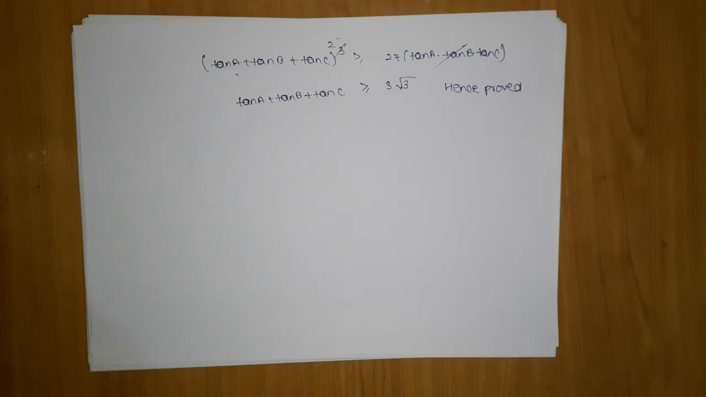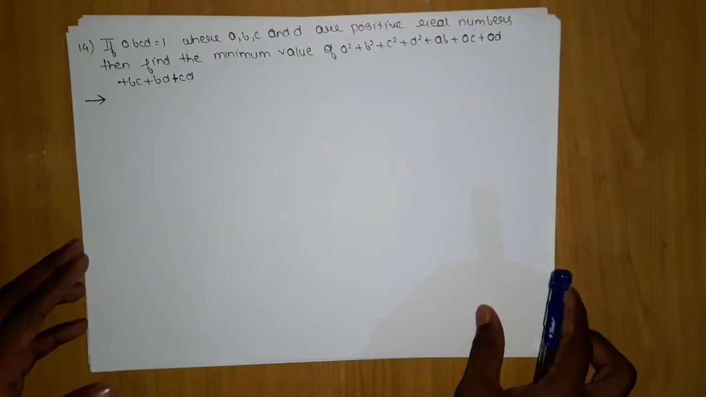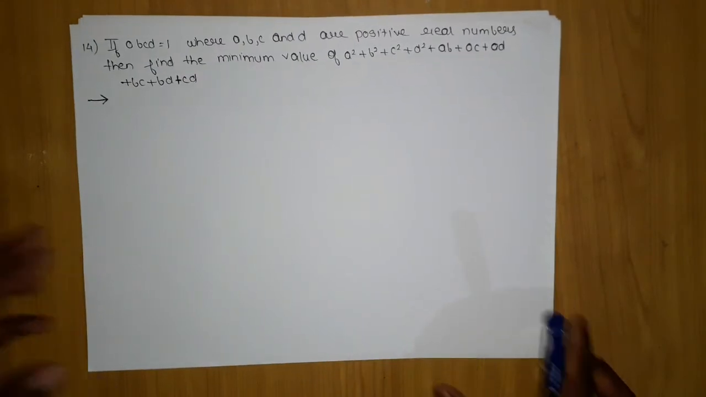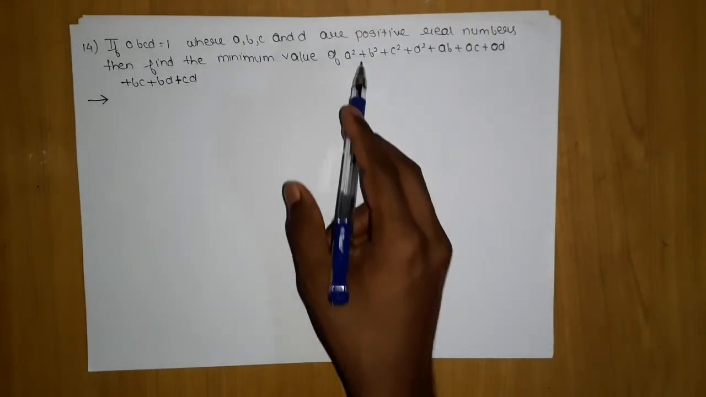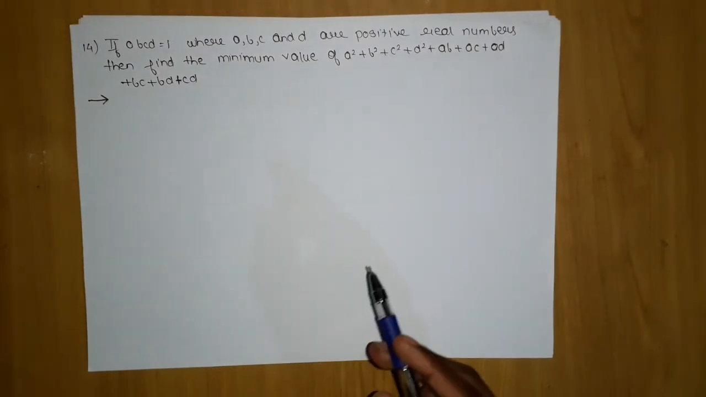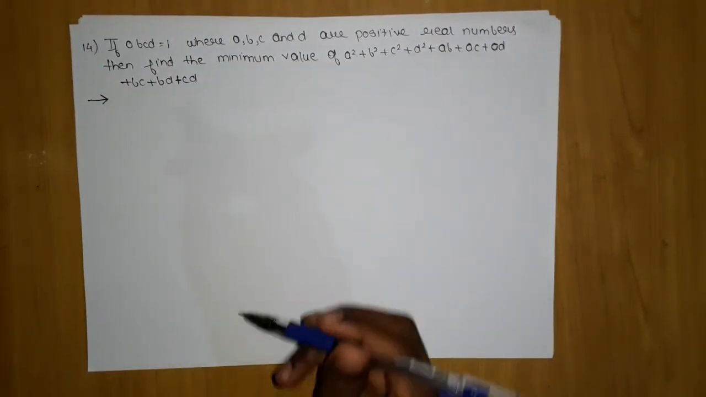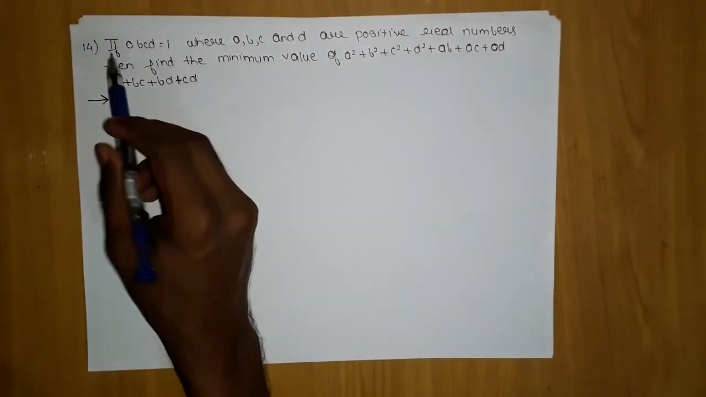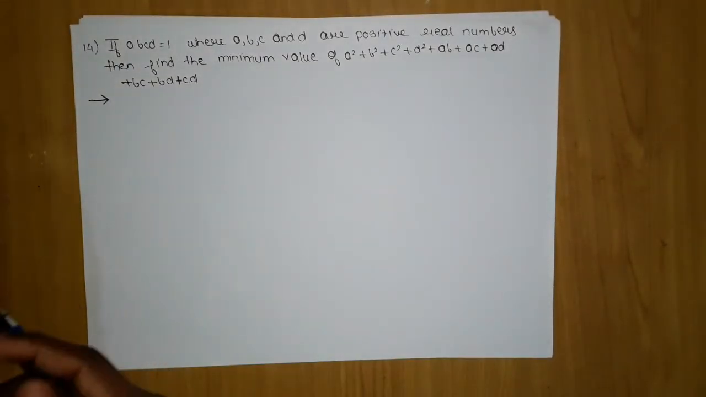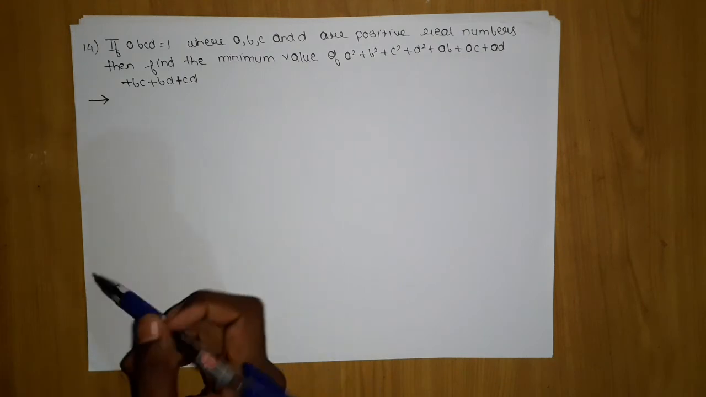Let me get the page. Okay, they want us to find the minimum value. So it is very obvious that we should apply AM greater than or equal to GM on this. This question is very easy. There is no point in solving all of it.